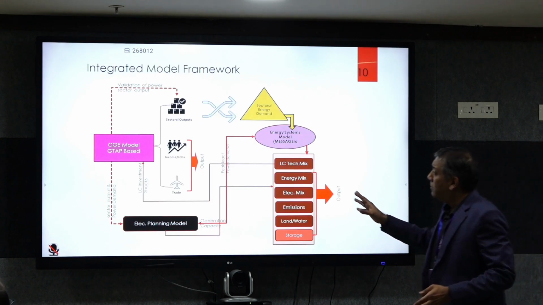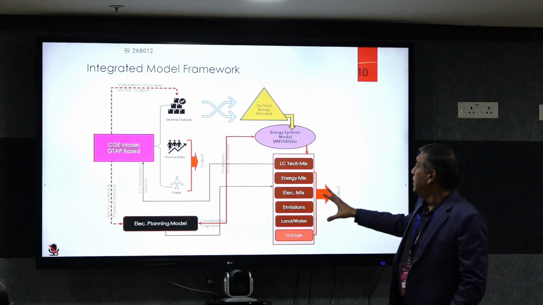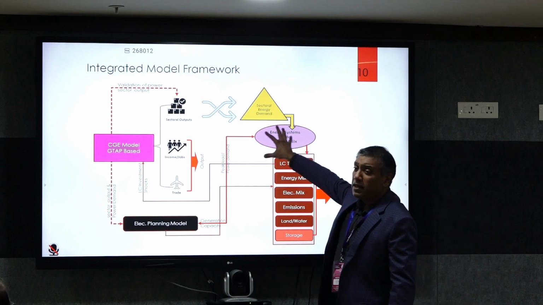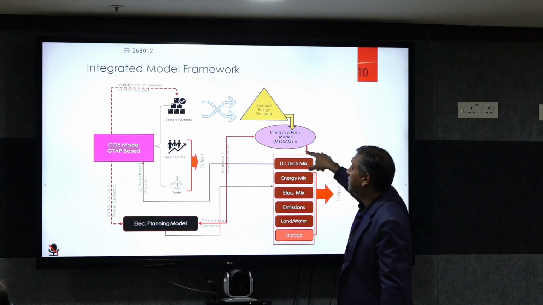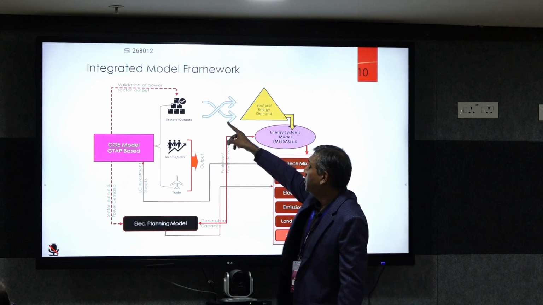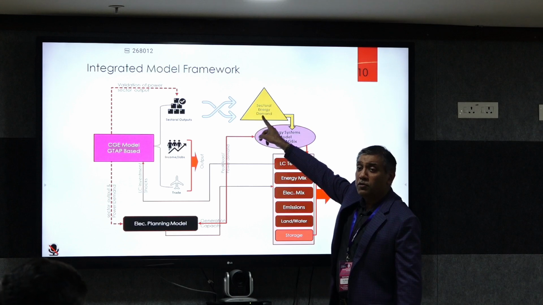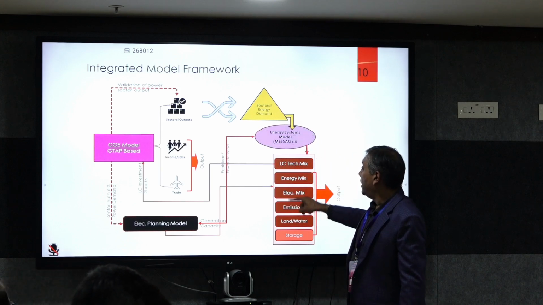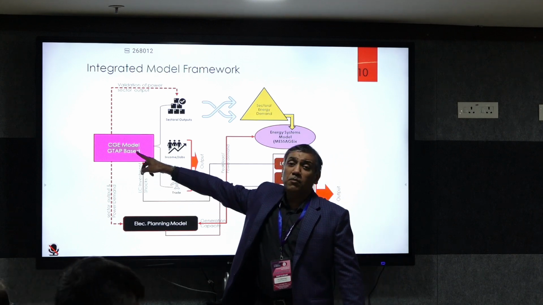So I will just explain. This is the linkage model that we have developed. This is the MESSAGE model we are talking about. This is the economic model, and these are the interlinkages that we are following. I have already explained how the linkages are happening. Sectoral outputs get converted into energy inputs to the model, and then this model runs, and the output finally goes in terms of the investment to the model.